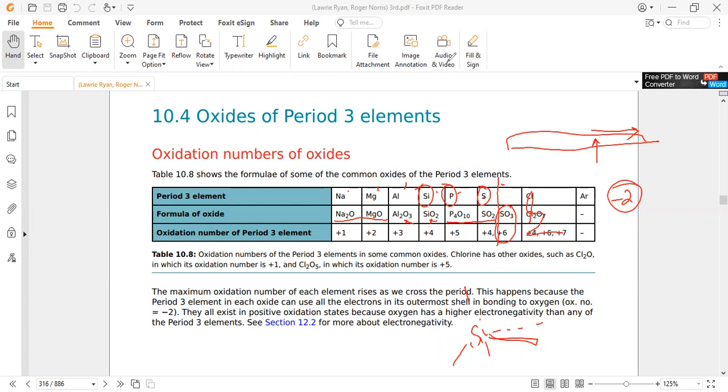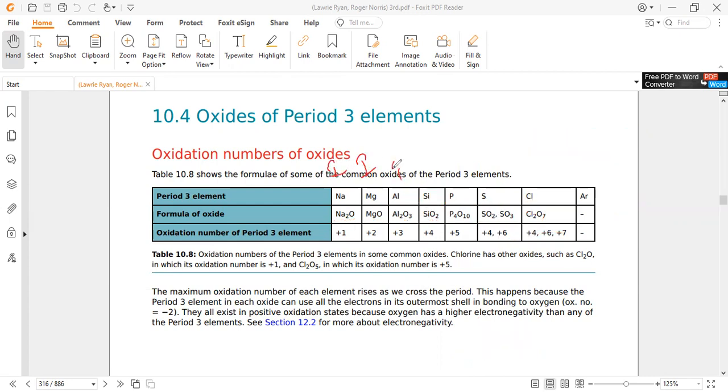The first part is the nature of bonding. Ionic, ionic, ionic, covalent, covalent, covalent. Second, structure: giant ionic, giant ionic, giant ionic, giant covalent, simple covalent, because of the low melting point, simple covalent. You have to remember that. Simple covalent. Then solubility: water soluble, insoluble, insoluble, soluble, soluble.